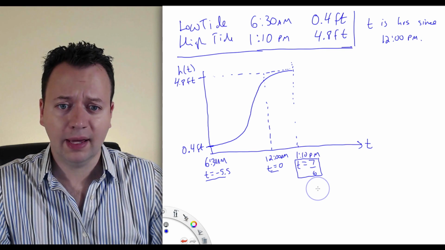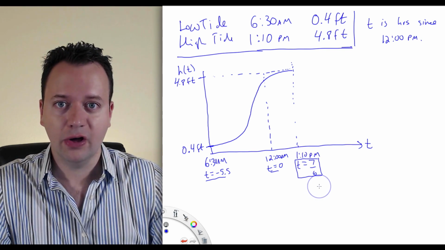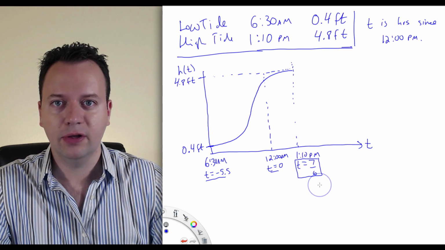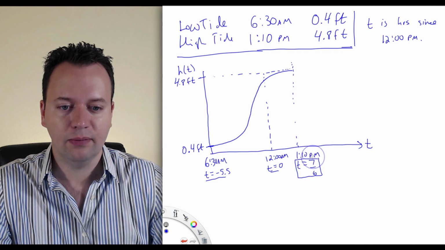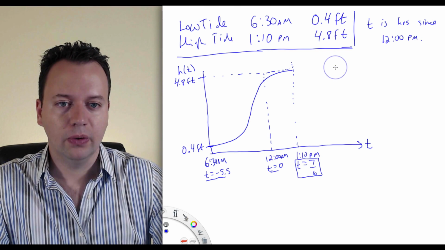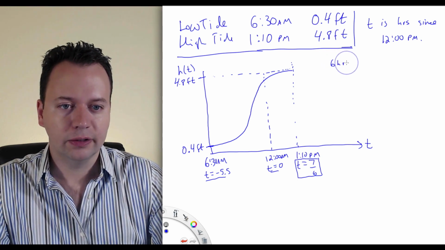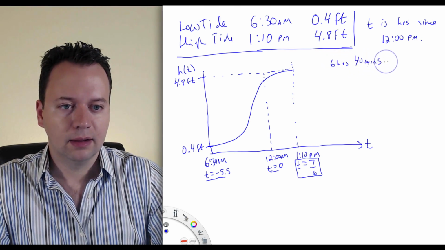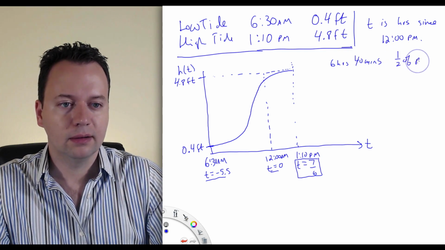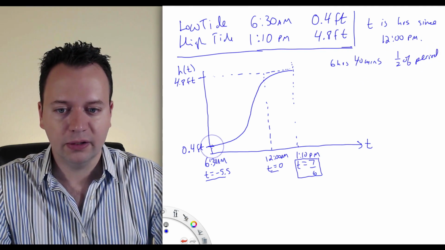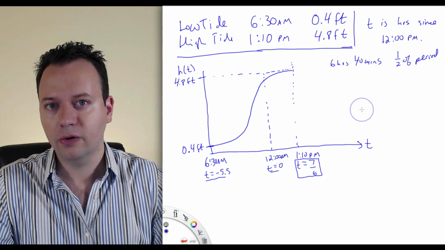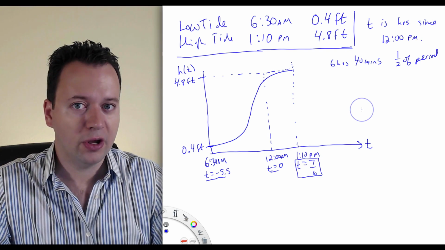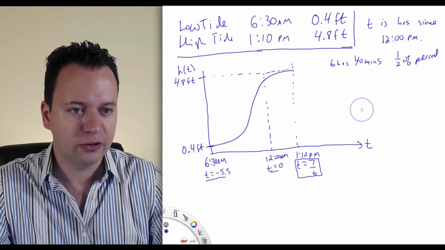First of all, let's look at the period of the oscillation. Let's first measure the time between low tide and high tide. Between 6:30 a.m. and 1:10 p.m., we have 6 hours and 40 minutes, and that's half of the period, right? Because the period is one complete cycle from low tide to high tide back to low tide. What we have here is only half of that cycle, so this is half of the period of the trigonometric function.